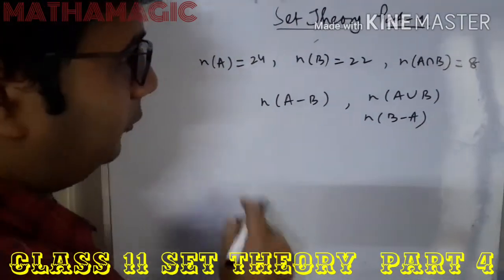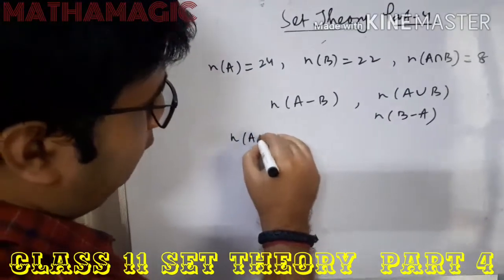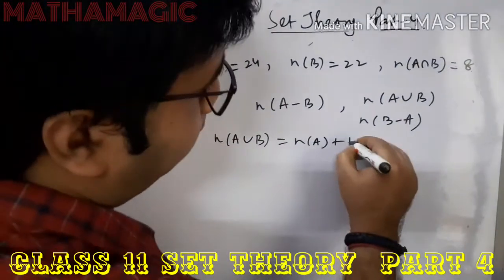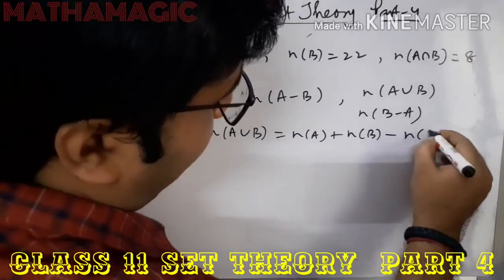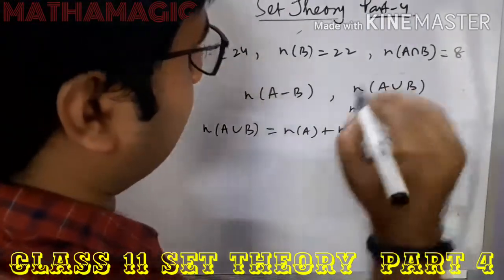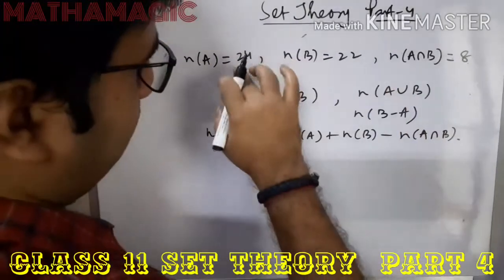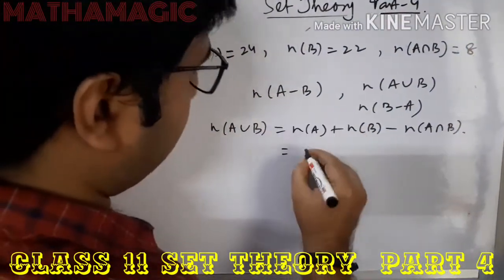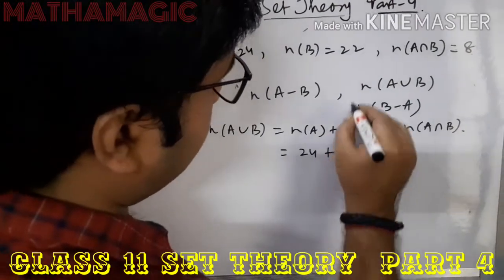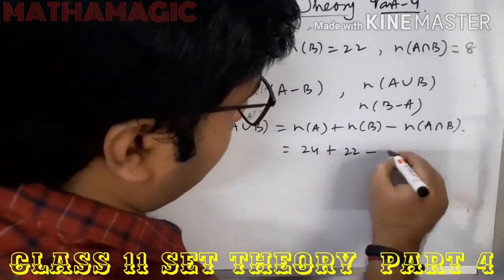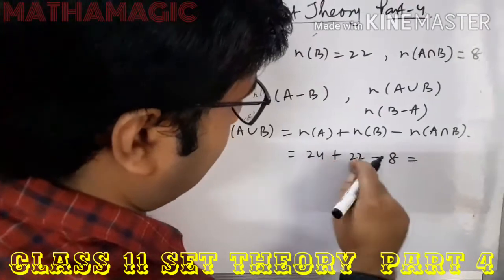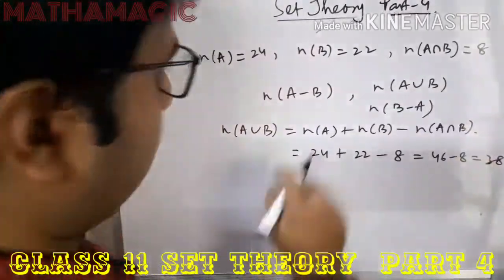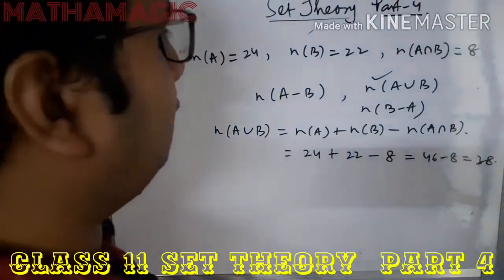So we have the formula, that is n of A union B is equal to n of A plus n of B minus n of A intersection B. Now we have all the values here, that is n of A, n of B and n of A intersection B. So we can easily put the values and find the required solution. So n of A plus n of B is 24 plus 22, that is 46, minus 8, that is 38. So we have found the value of this one.